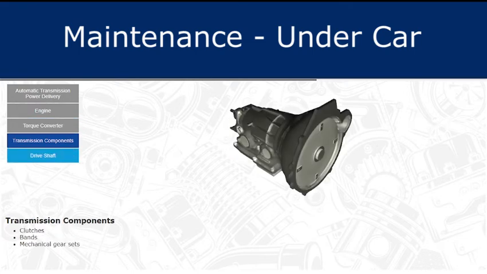The transmission contains multiple clutches, bands, and mechanical gear sets. These components work together to provide the necessary gear ratios. The gear ratios are changed automatically through hydraulic control of clutches and bands in the transmission. These changes are made according to vehicle speed, load, and driver input.